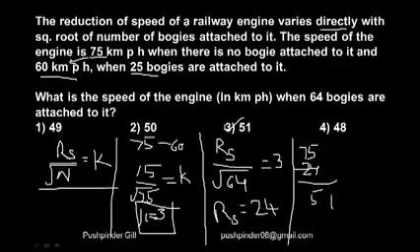So what was it? The reduction of the speed varies directly with the square root of the number of bogies attached to it. So the reduction of speed divided by the square root of the number of bogies is a constant, right? If there is no bogie attached, the speed is 75. If there are 25 bogies attached, the speed is 60. That means a reduction of 15 gives us the value of K. K is 3. You just substitute those values into this and you get your answer.